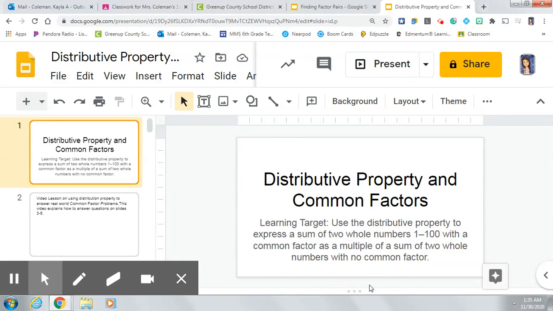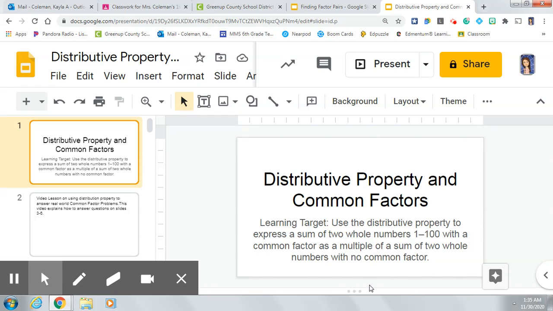Hi everyone. Today's lesson is all about the distributive property and using divisibility rules. We talked about finding common factors and factor pairs of larger numbers between 1 and 100. So today we're talking about the distributive property.